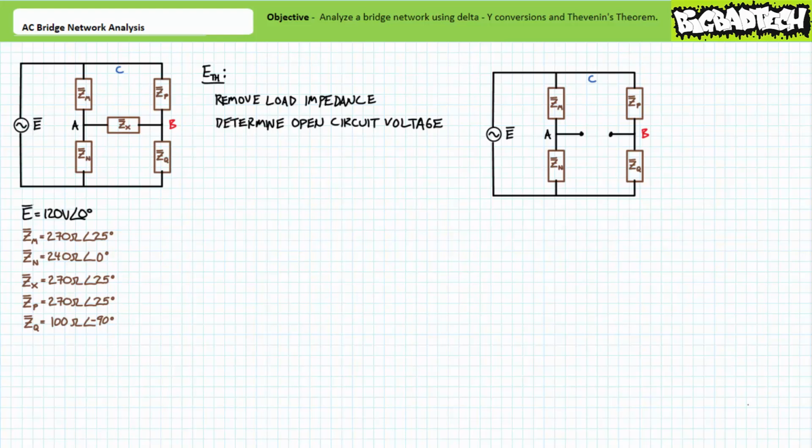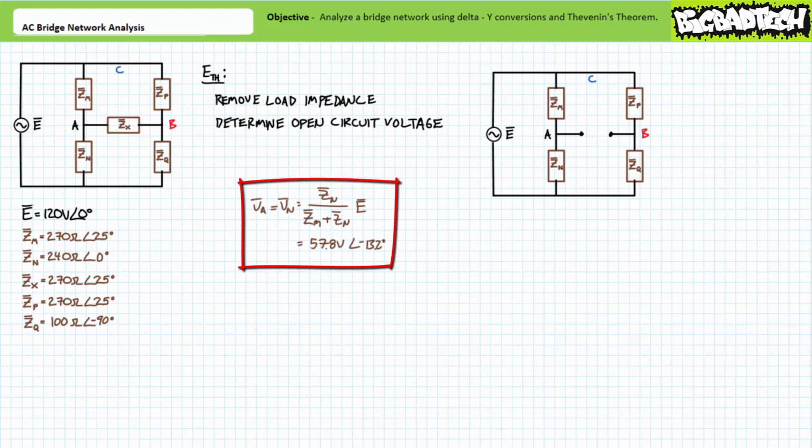Impedance elements Zm and Zn are perfectly in series with one another, as are impedance elements Zp and Zq perfectly in series with one another. The series path formed by Zm and Zn is perfectly in parallel with the other series path formed by Zp and Zq. Nodal voltage A is the voltage across impedance element Zn.